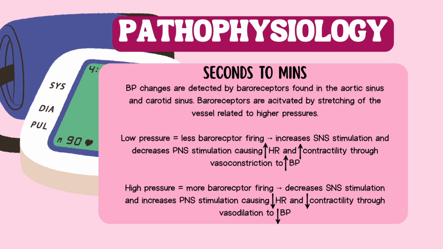Now it's going to be the opposite for higher pressure. So higher pressure means more baroreceptor firing because we have more stretch on those vessels, which stimulates those baroreceptors. This causes a decrease in SNS stimulation, an increase in PNS stimulation, which causes a decreased heart rate and decreased contractility, which causes vasodilation instead of vasoconstriction, and therefore decreases the blood pressure.